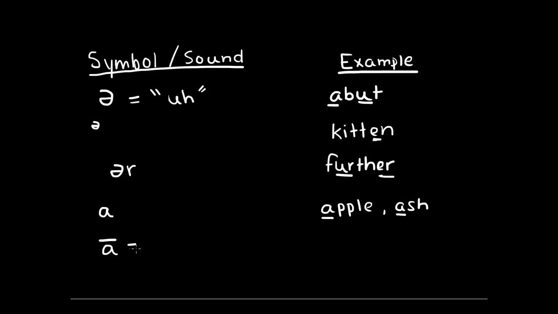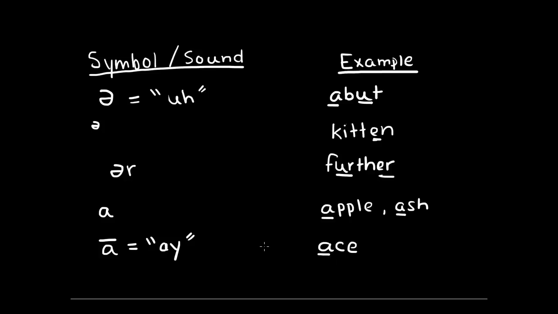Then, if you've got a line over the A, it says its own name. Whenever you have a vowel with a line on top of it, it's just going to say its own name, A. An example is ace. A is saying its own name, ace.